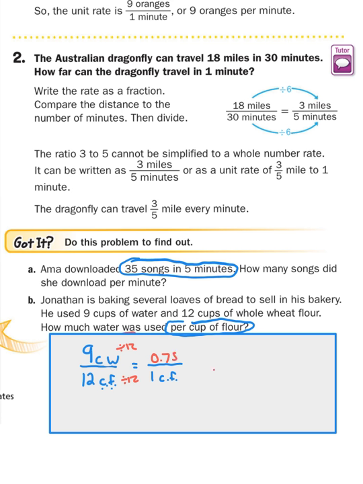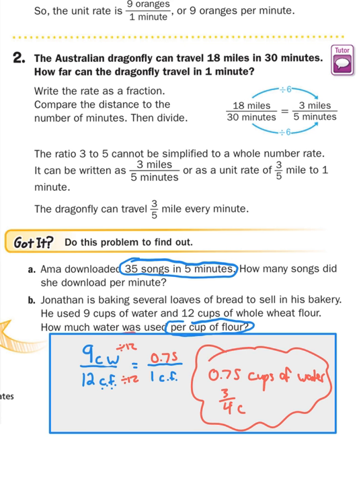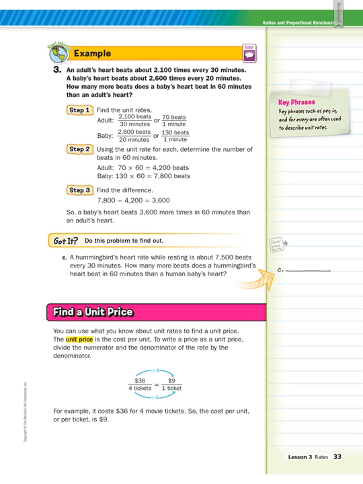So, it's 0.75 cups of water for every cup of flour. Now, if you wrote it as a fraction, you would have 3/4 cups. Okay? Either one of those is okay. All right, if you had that right, give yourself a C. If not, make sure you fix it in your book. Okay, and you could remember, you could pause this video at any time if you need to. All right, on to the next page.